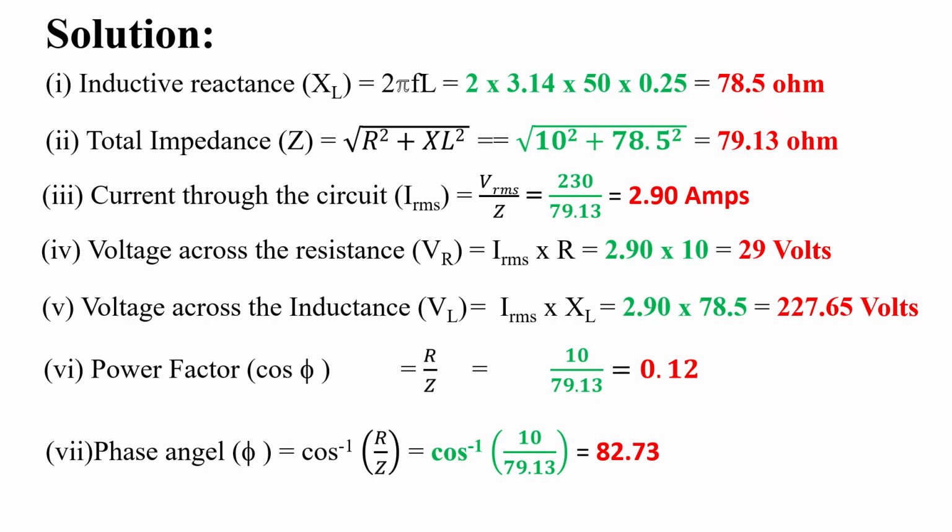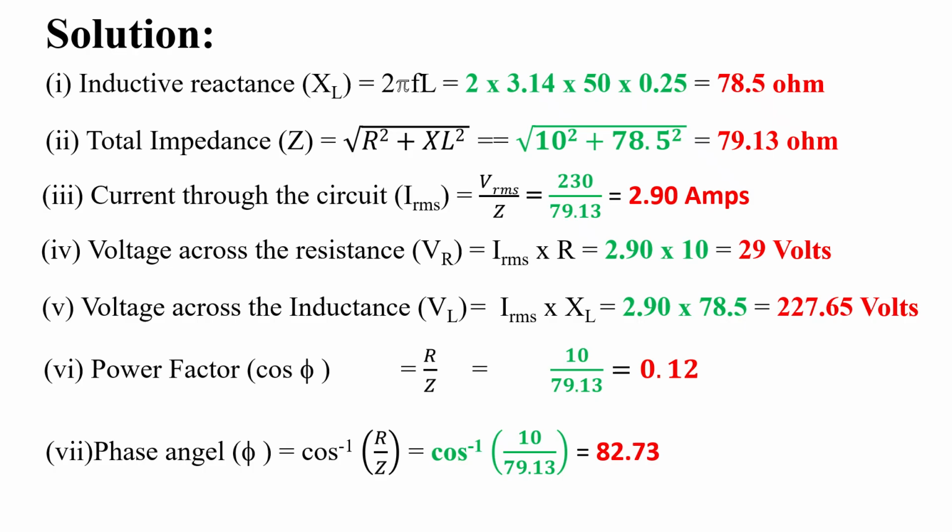Then current through the circuit Irms equal to Vrms by Z. Vrms is given as 230 and Z is 79.13, we got 2.90 amps. Similarly voltage across the resistance VR equal to Irms into R, it is 2.90 into 10, 29 volts. Then voltage across inductance Irms into XL. So Irms we know 2.9 and XL is 78.5, we got 227.65 volts.